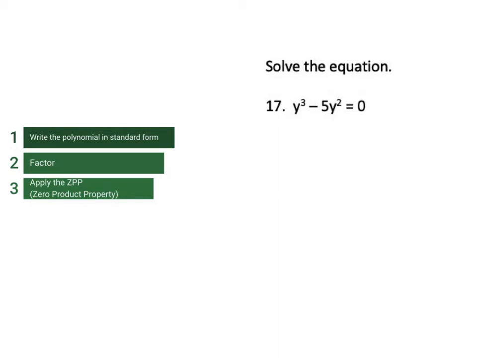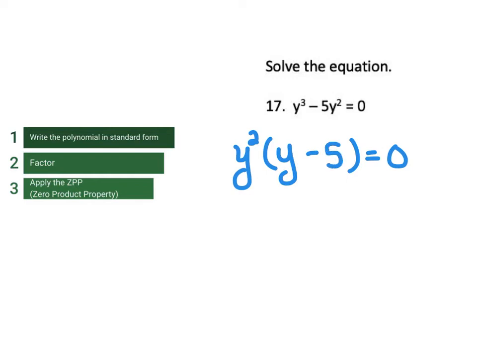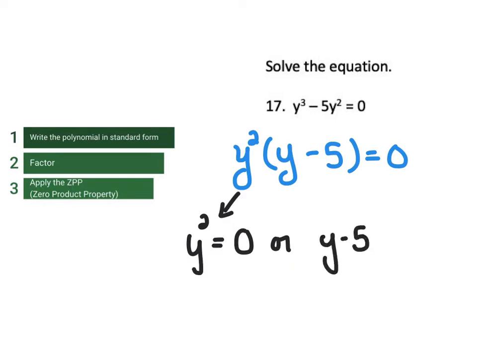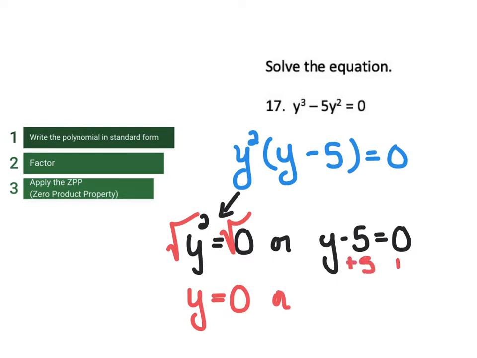So this is already in standard form equal to 0, so I'm going to begin by factoring out my GCF, which is y squared. I will divide each by y squared, which produces y minus 5. This is factored. So I'm going to take each factor and set it equal to 0. So I'm going to have y squared equals 0, or y minus 5 equals 0. How do I solve the first? I would take the square root of both sides, which would produce y equals 0, or here I would add 5, and I get y equals 5.